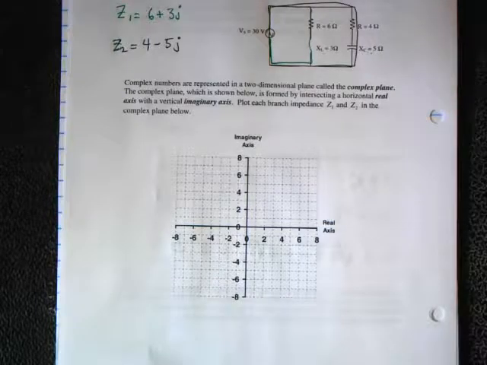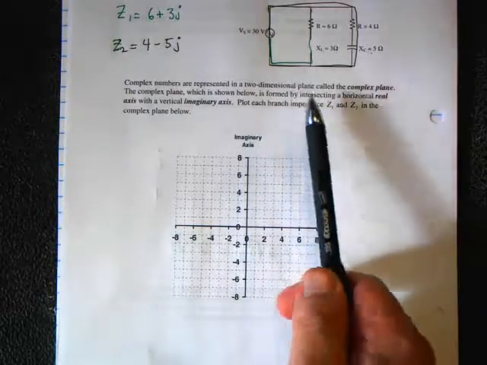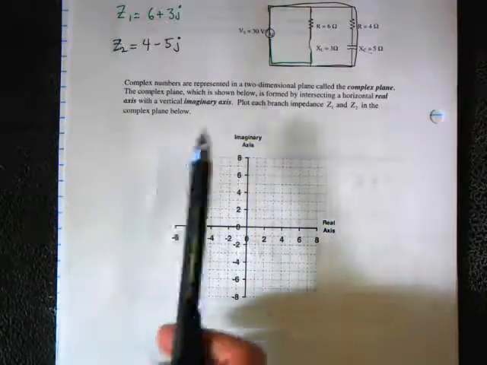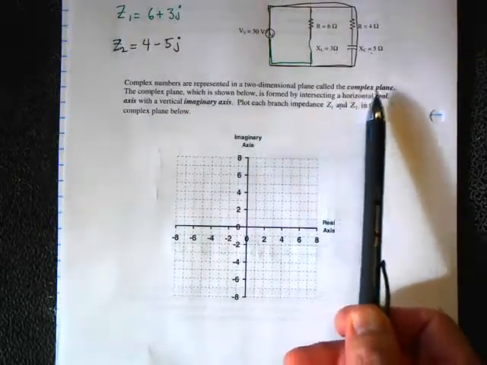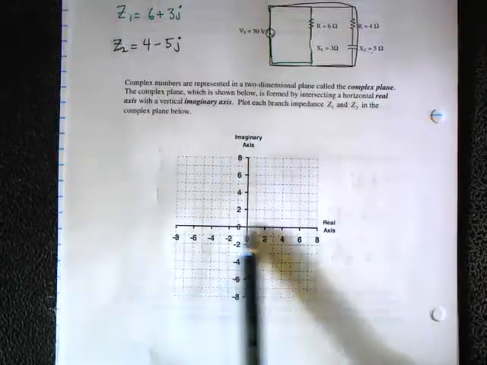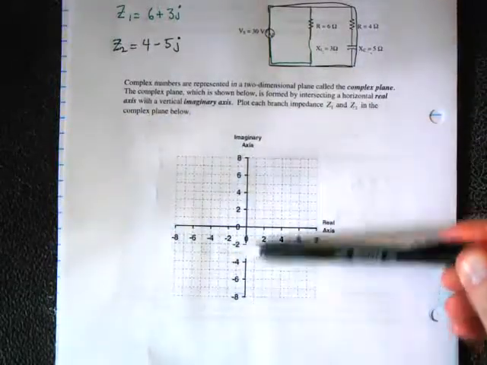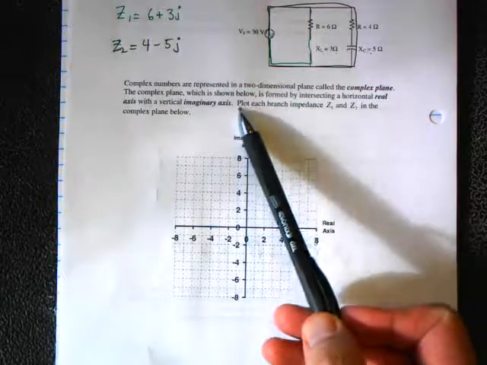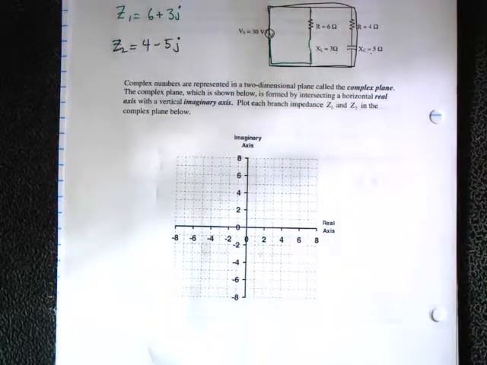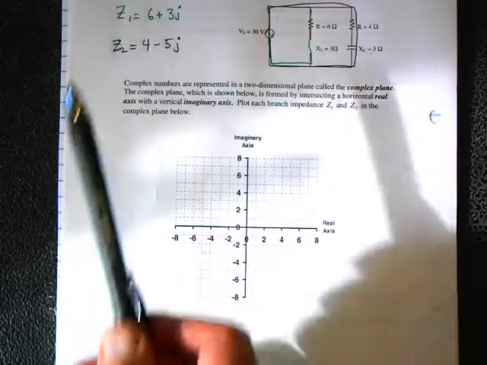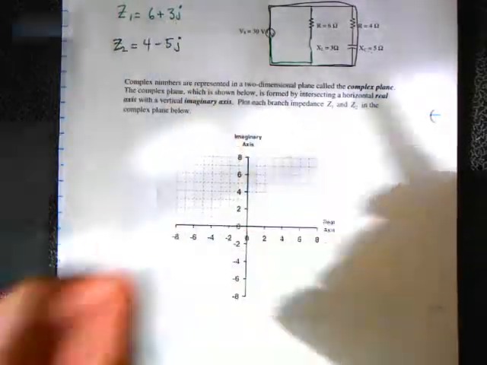So it says, complex numbers are represented in a two-dimensional plane called the complex plane. The complex plane, which is shown below, is formed by intersecting a horizontal real axis, so here's the real axis, with a vertical imaginary axis. Plot the branch impedances Z1 and Z2 in the complex plane below. So how would I graph 6 plus 3i?